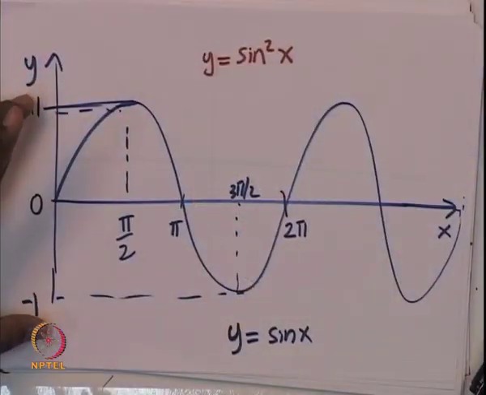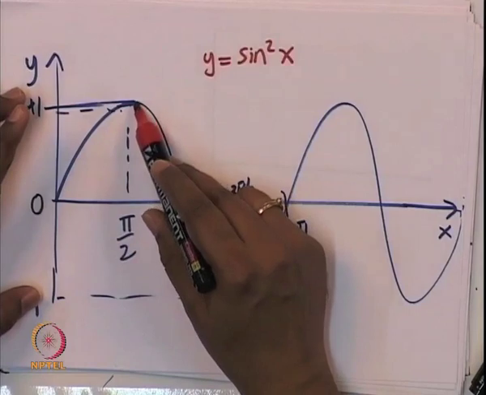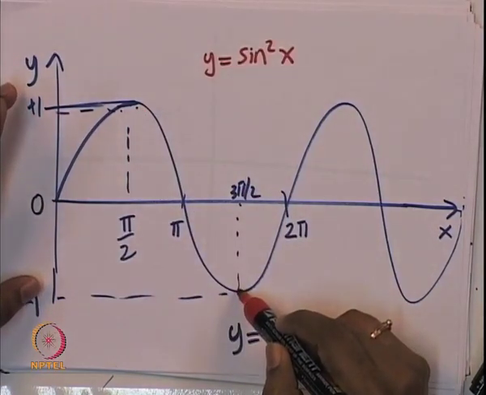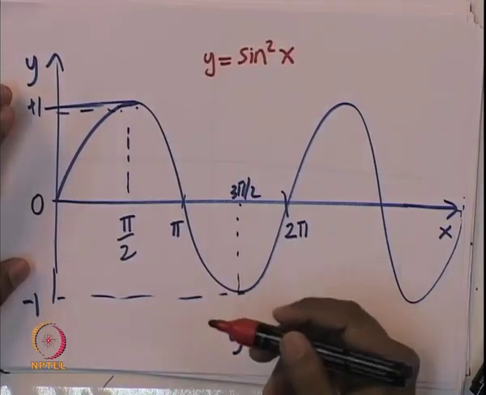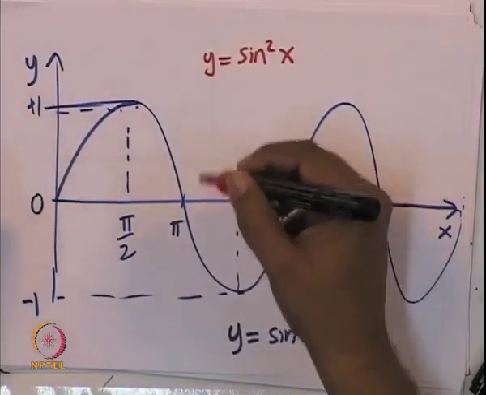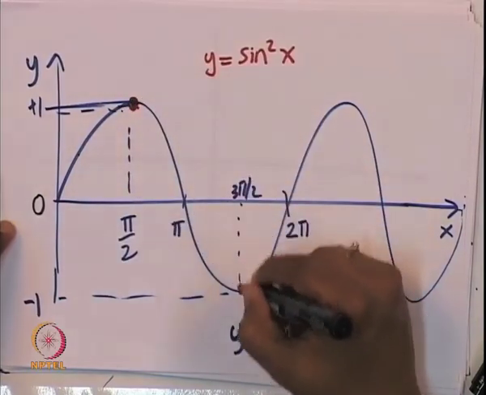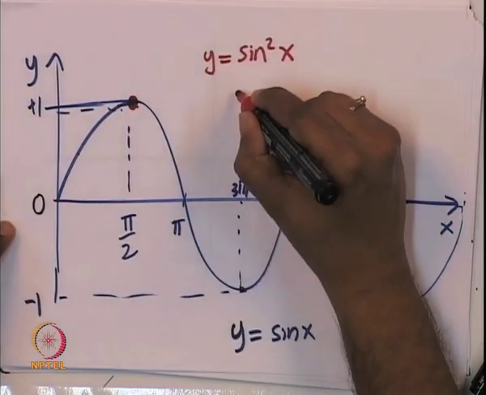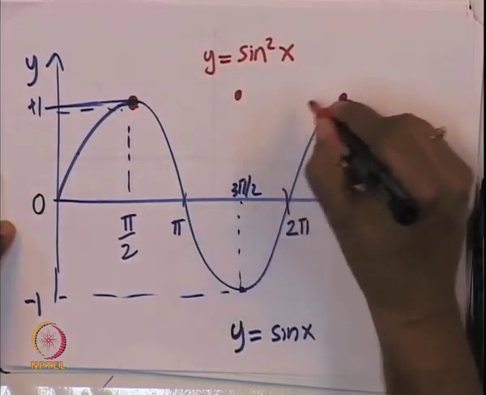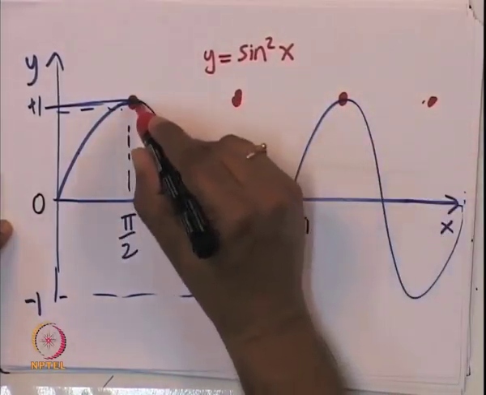Second, see here the maximum values are plus 1 and minus 1. So, the maximum value of the square also has to be 1, because 1 squared is 1, and minus 1 squared is also 1. So the maximum value has to be 1. We can immediately say sin square x at this point will be the same, because 1 squared is 1, and minus 1 here squared is also 1. So these points are going to have the same value, plus 1.